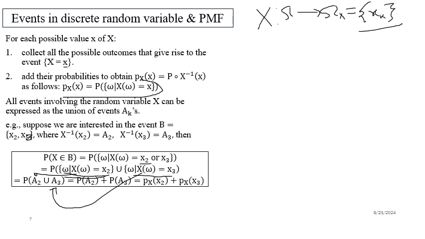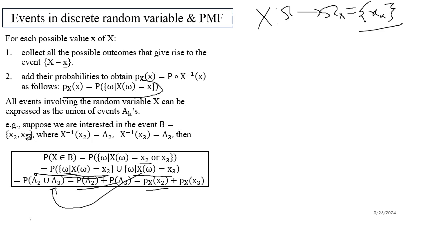So what is the probability of computing B? It is the probability of A2 union A3. And from the definition of a function, A2 and A3 are mutually disjoint. So from the third axiom of the probability measure, if A2 and A3 are mutually disjoint, the probability of A2 union A3 is just the sum of the probabilities. So the probability of B, containing X2 and X3, is just the sum of the probabilities.